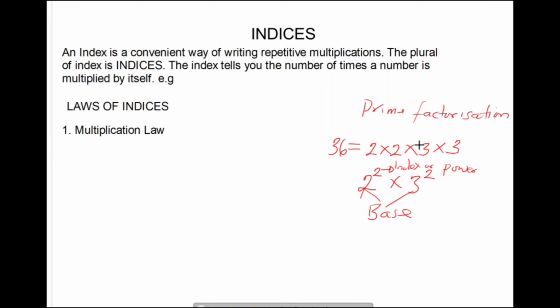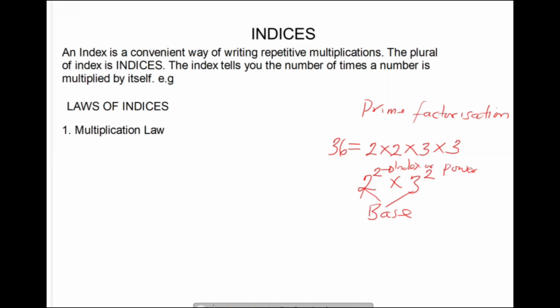You see, 2 is a prime number, 3 is a prime number. So we should not forget that. This is the way to put it: 2 raised to the power of 2 multiplied by 3 raised to the power of 2. The 2 and the 3 here, we call the base. But the one at the top, we call the index or the power. We should know this when we are dealing with indices. Don't forget that the one at the top is called the index or power, and the 2 and the 3 here is what we call the base.